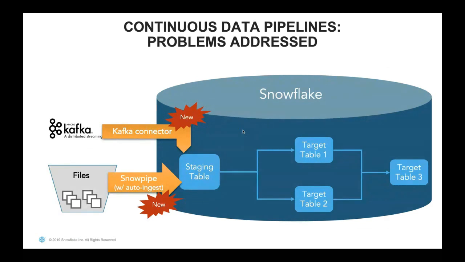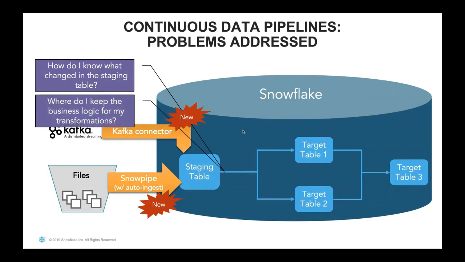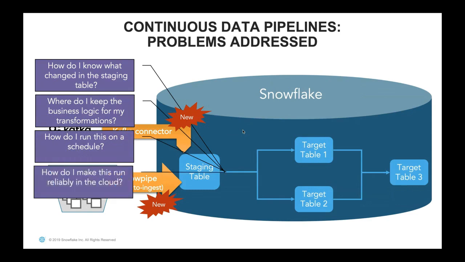But once the data lands into staging tables, there are a number of questions that typically get asked, such as, how do I know what changed in that staging table, right? Where do I keep my business logic and transformation logic? How do I run this on a schedule? How do I make it scale and reliable in the cloud? And how do I ensure that exactly-once semantics is being maintained?